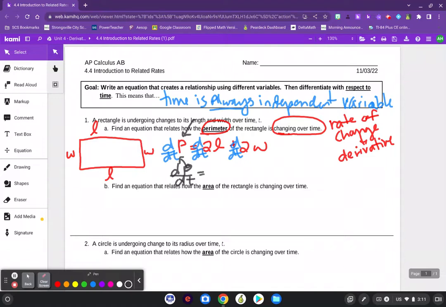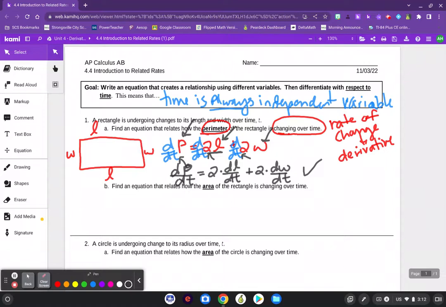dP dt equals, now I'm going to take the derivative of 2L, but again, L is not the same variable as the independent variable. So the derivative of 2L is 2 times the derivative of L with respect to t. It's this implicit differentiation that's happening, plus the derivative of 2W with respect to t. Those are not the same variable, so the derivative of 2W is 2 times the derivative of W with respect to t. And that's it. That's all I'm doing today, is just coming up with these derivative equations.